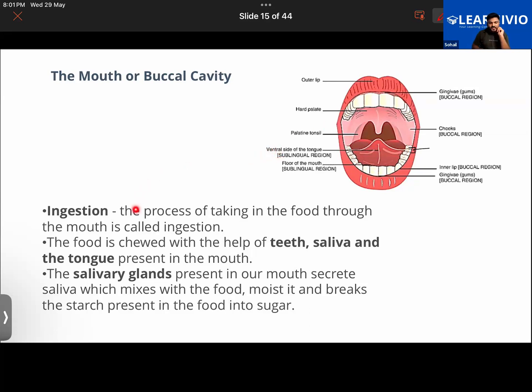So the process of taking in food through the mouth is called ingestion. As the food goes into your mouth, it is first of all broken into small pieces. With the help of teeth, you chew it and break it into smaller pieces. Saliva gets mixed into it, and the tongue helps in the movement of the food present in your mouth.